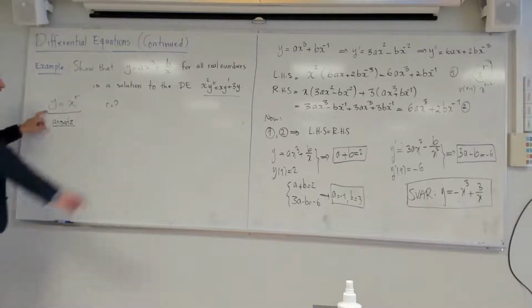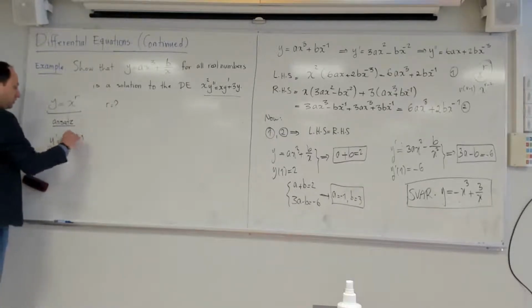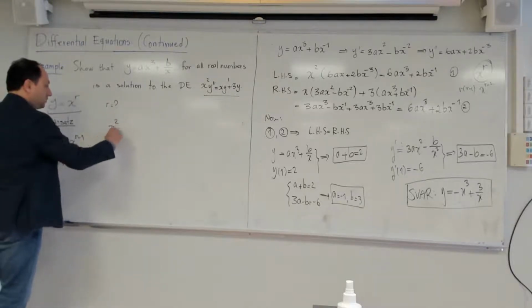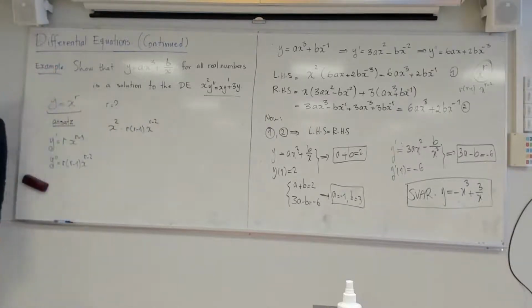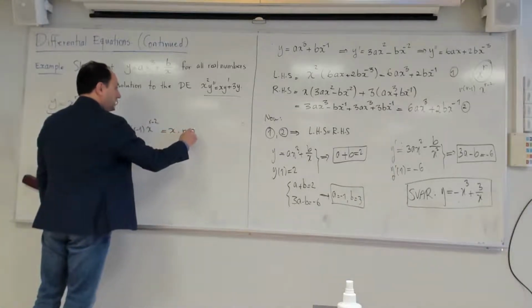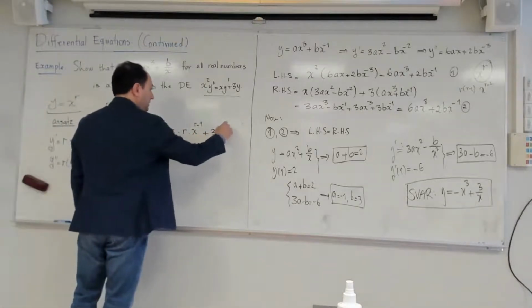So how we do that? We put it back into that differential equation. So let me just do that. What is y prime? Y prime is r, x to the power of r minus 1. And then y double prime is r times r minus 1, x to the power of r minus 2. And then let me put it back into that equation. So then it becomes x squared multiplied by r times r minus 1, x to the power of r minus 2. Yes. On the right-hand side, it becomes x times r x to the power of r minus 1. And then finally, 3 times x to the power of r.